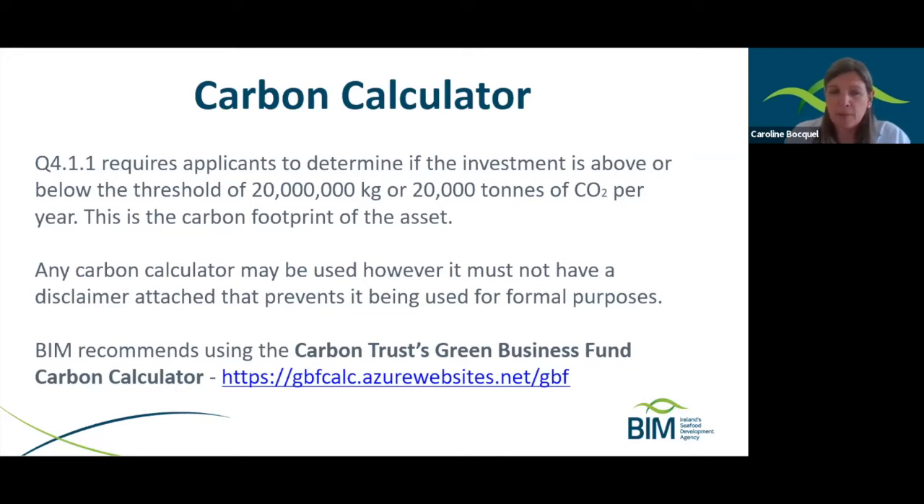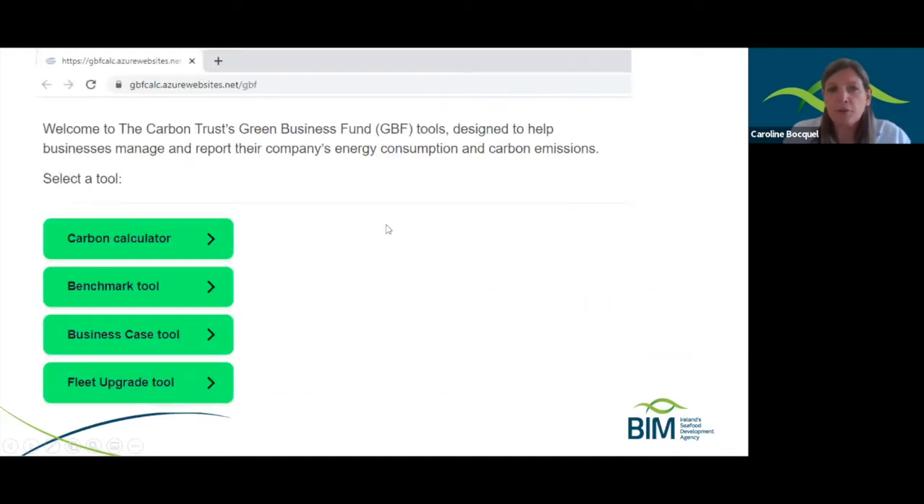Applicants can use any carbon calculator that they choose, but we will not accept those that have a disclaimer attached that says that it should not be used for carbon calculation purposes or carbon footprint purposes. Therefore, we would recommend that all applicants use the Carbon Trust Green Business Fund carbon calculator. The link can be found both in the application form as well as in the guidelines to applicants, or you can search for it. This is the calculator that we're now going to work through, and we're going to use several examples.